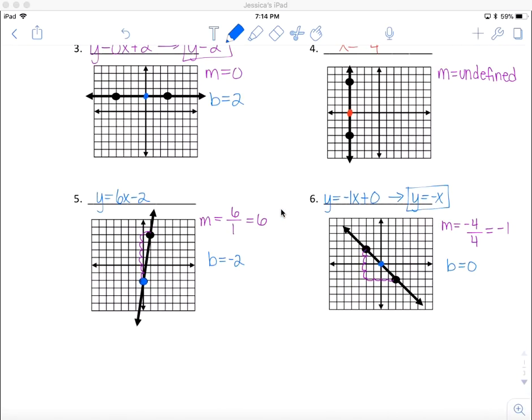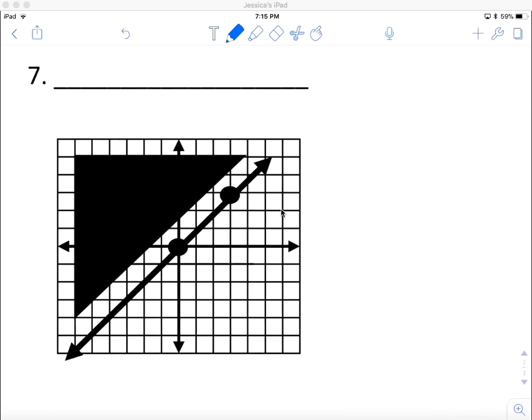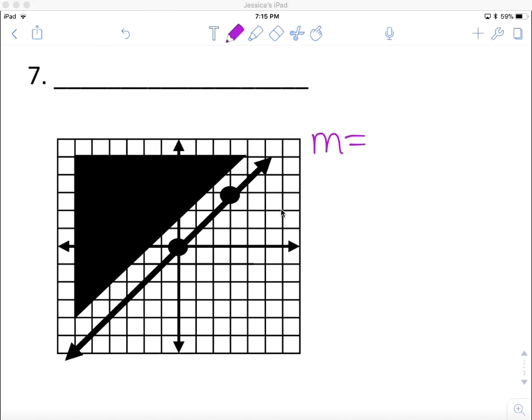Switching over to the back of your notes, it's very similar, except now we have to worry about an inequality sign. We've already graphed inequalities, so we already know what they mean. Whenever you're coming up with your inequality, you just have to pay attention to where you're shading and if your line is solid or dotted. The beginning part of this is the exact same as the front. I still need to figure out what my slope is, and I still need to figure out what my y-intercept is.